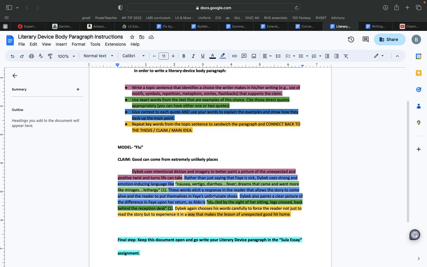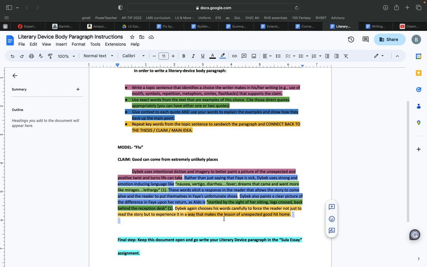Aldo is startled by the sight of her sitting, legs crossed, back behind the reception desk. And then I turned my last explanation of that quote back into connecting back to the topic sentence and the main idea. Dybeck again chooses his words carefully to force the reader not to just read the story, but to experience it. So I think he's painted a picture, and that makes me experience it in a way that makes the lesson of unexpected good hit home.